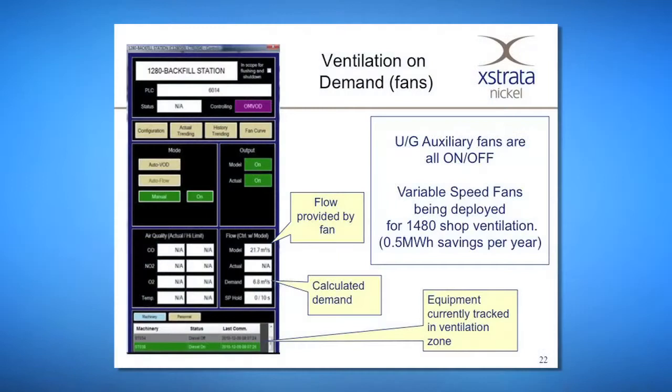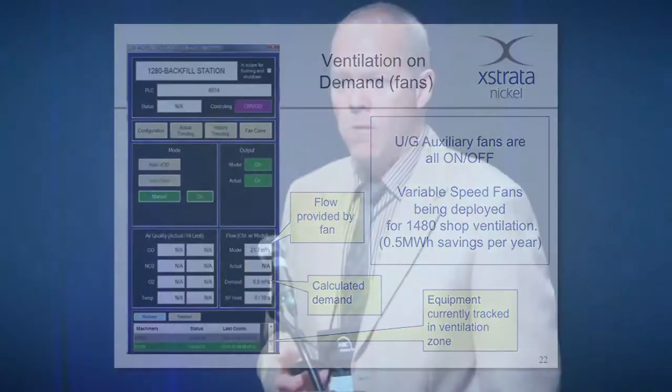We do a similar thing for auxiliary fans underground. When we started this project, we did not install variable speed drives on any of the underground fans. We weren't sure whether we were going to be able to utilize that, but we've actually proven that we can, certainly in our workshops. With our tracking system, we know exactly when equipment drives into any underground workshop, we know if the engine's on, and we can calculate the ventilation air required. And so we've changed that and are installing variable speed drives on those fans underground. And just on the one shop, for example, we'll save half a megawatt hour per year on that.